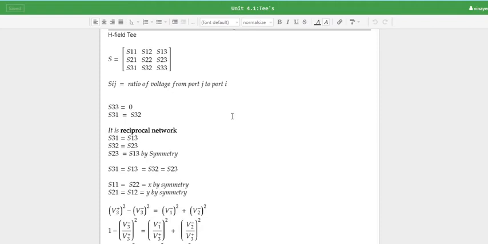Now port 1 and port 2 are symmetric. So the reflection coefficient at port 1 is the same as the reflection coefficient at port 2. So S11 is equal to S22. The signal which is propagating from port 1 to port 2 will face the same attenuation as the signal which is propagating from port 2 to port 1. Hence S21 is equal to S12.